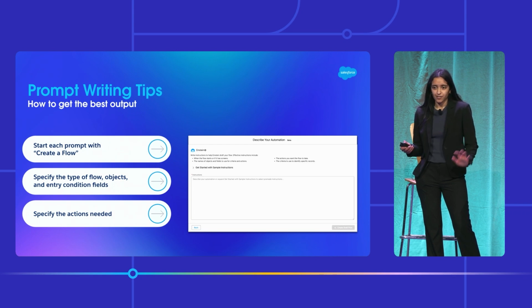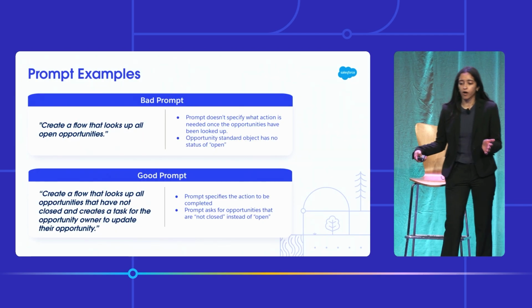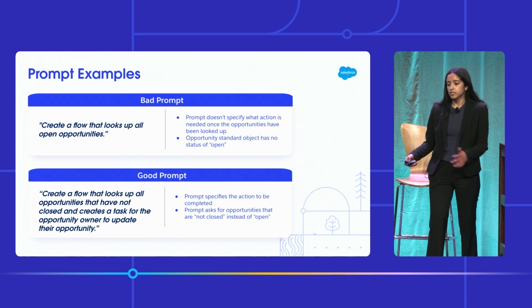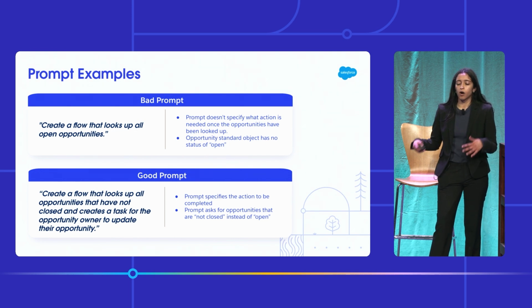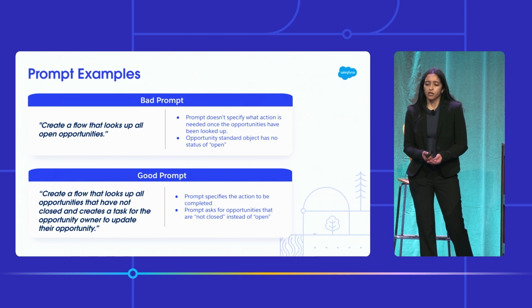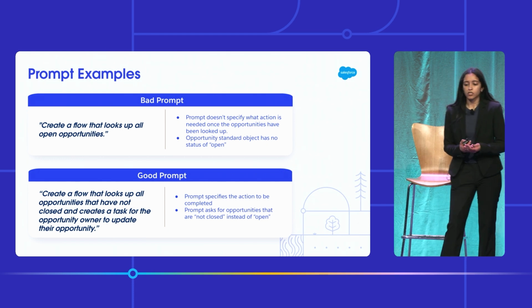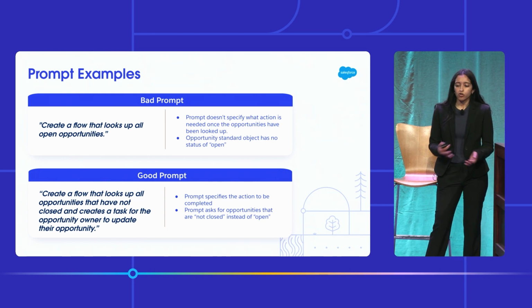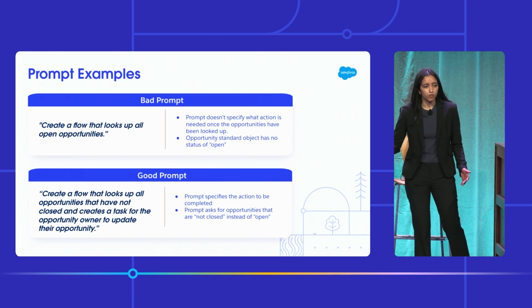And I think the next slide is a good one to take a picture of as well. And that is a couple of prompt examples. This is a good way to test yourself on those best practices. So what makes a bad prompt versus a good prompt? Create a new flow that looks up all open opportunities is a little bit broad. It doesn't specify what the action is. And open isn't technically a status that can be labeled. So create a flow that looks up all opportunities that have not closed and creates a task for the opportunity owner to update the opportunity is a lot more specific and will yield a better result.